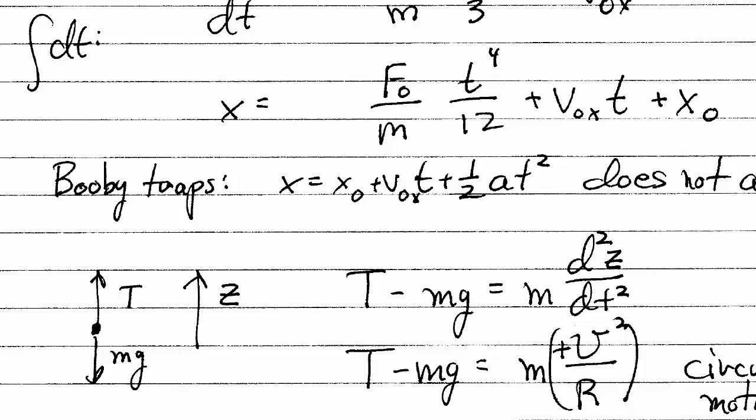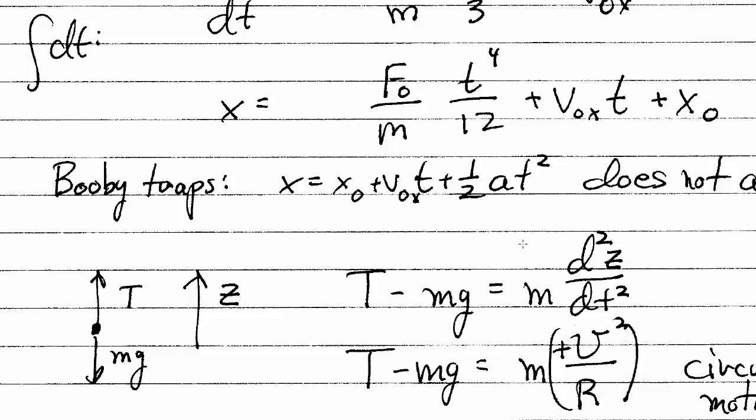Pushing right ahead, I integrate with respect to time again, and dx/dt integrated with respect to time gives me the position x. I integrate the variables with respect to time. That was a t cubed over 3, so it becomes t to the 4 over 12. And I pick up constants of integration as before.